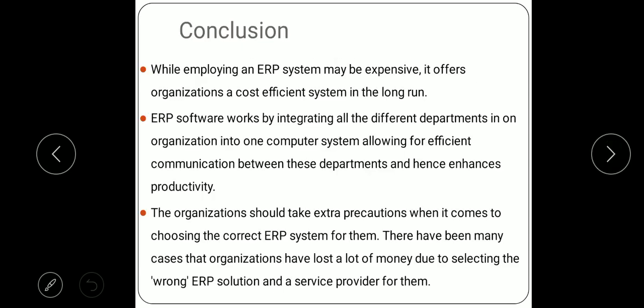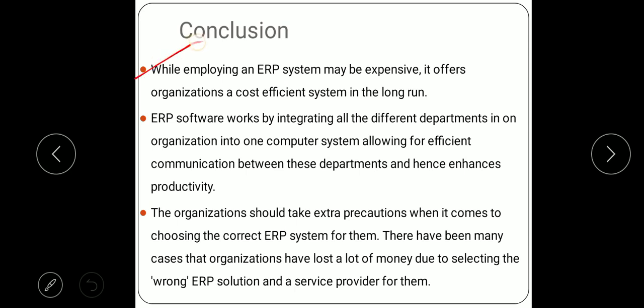Now, after talking about advantages and disadvantages, and also we have seen the fundamentals of ERP, let us conclude by saying while employing an ERP system may be expensive, it offers organizations a cost efficient system in the long run. So if one company wants a system which will run longer than the existing traditional system, then the company should go with ERP or enterprise resource planning system.